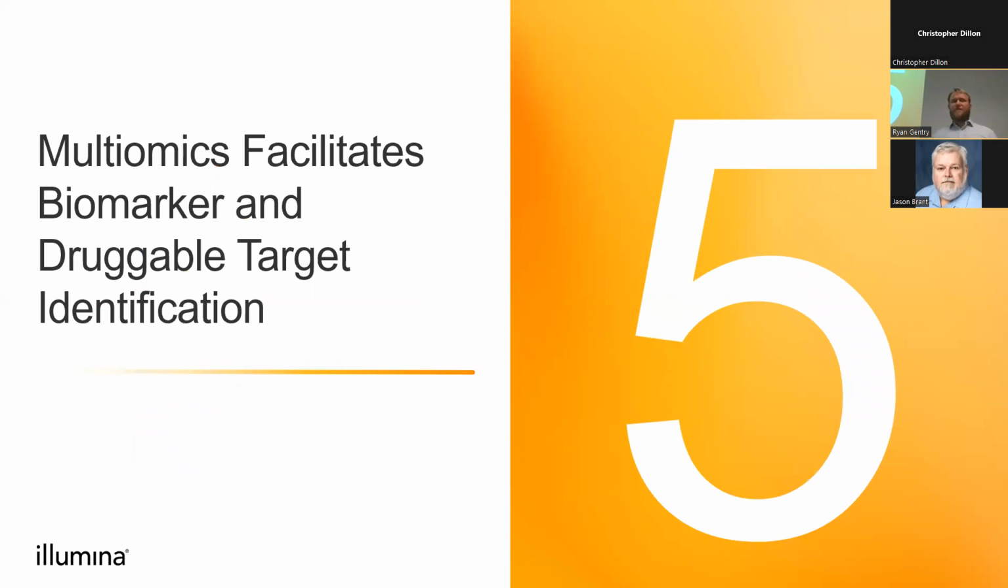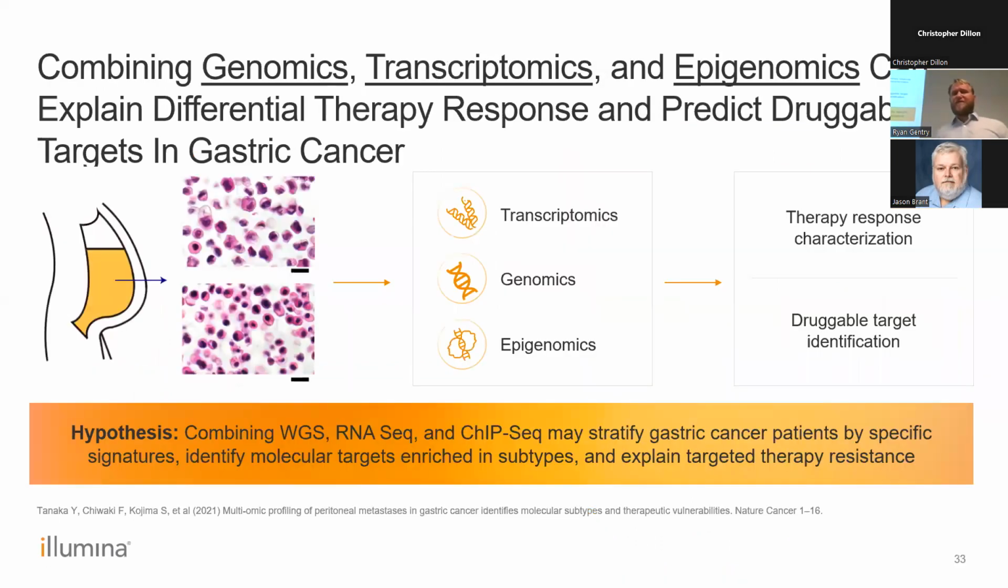And so the final example that I have before moving on to cfRNA is going to be an example of using biomarkers and druggable targets for identification. So in this study, the authors took a multiomic approach to investigate several layers of gastric cancer regulation all in one experiment. What they're trying to do here is use a multiomic approach to find therapy response characterization and druggable target identification. And so they did it through transcriptomics, genomics, and epigenomics, specifically ChIP-seq in the epigenomics.